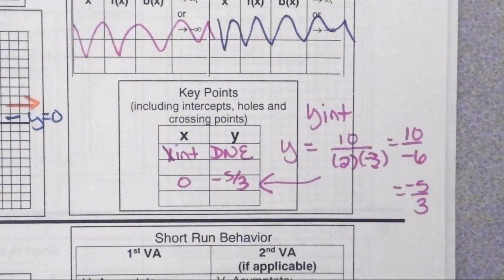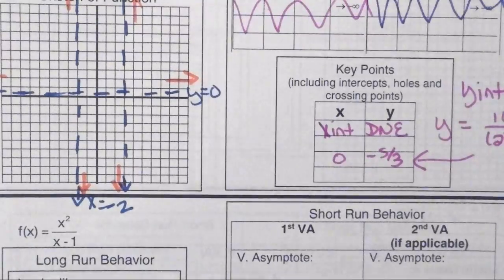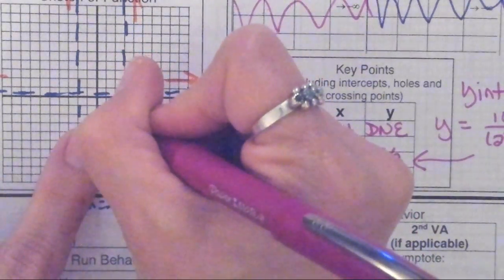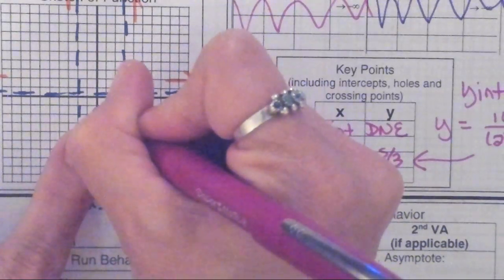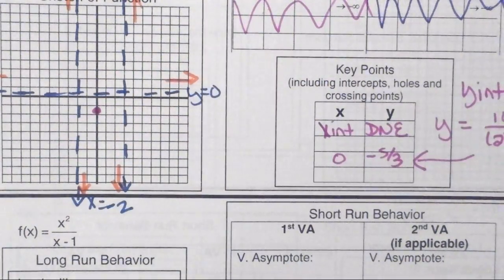Okay, so now you've got to do some math, some thinking. Without a calculator, you can do this. What would negative 5 over 3 be really close to? Very good. It's really close to negative 2, but not quite there, but really close. So right above the negative 2, I'm going to go put a dot.